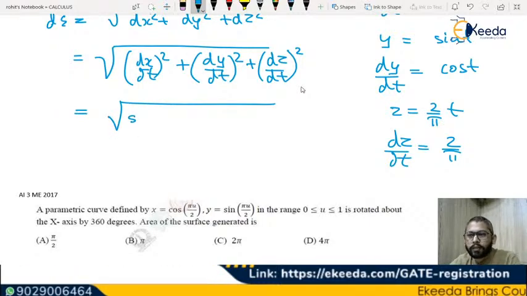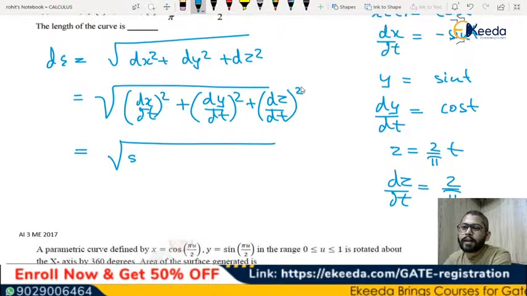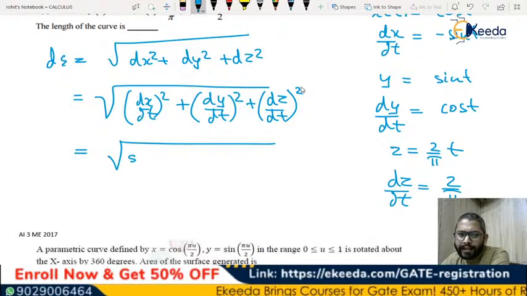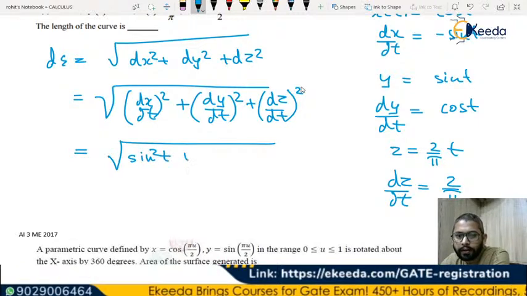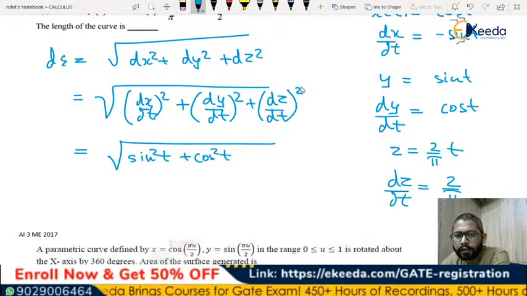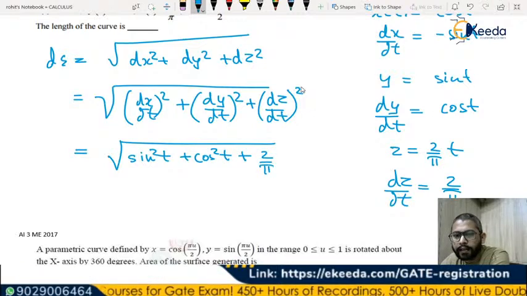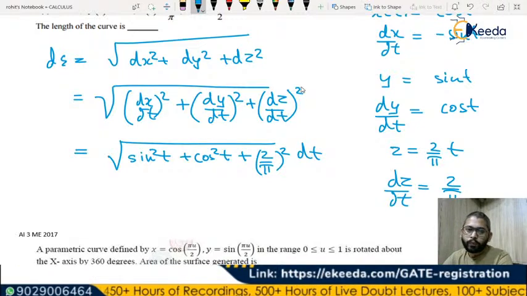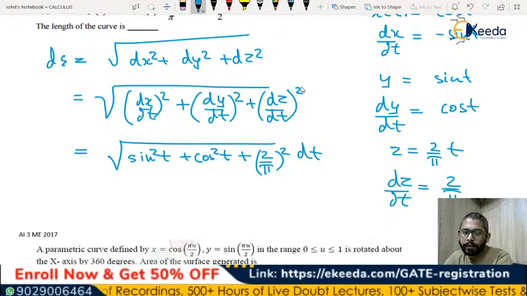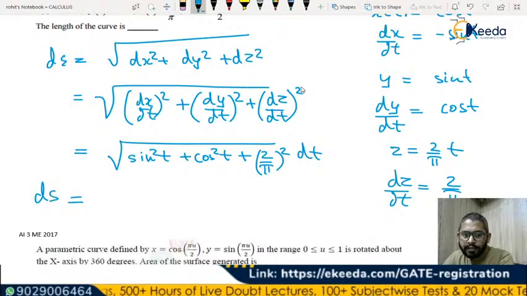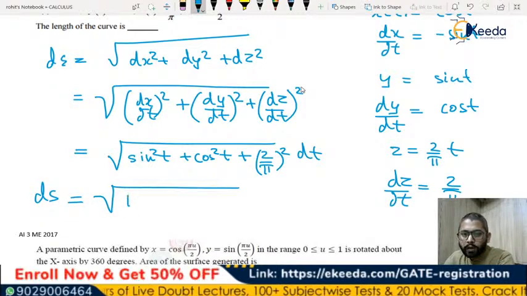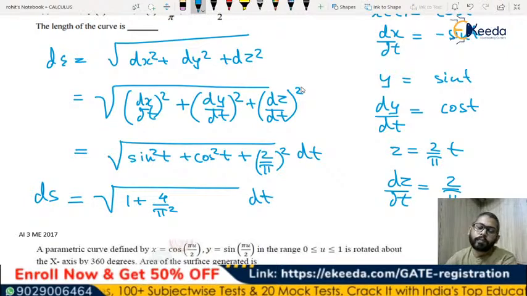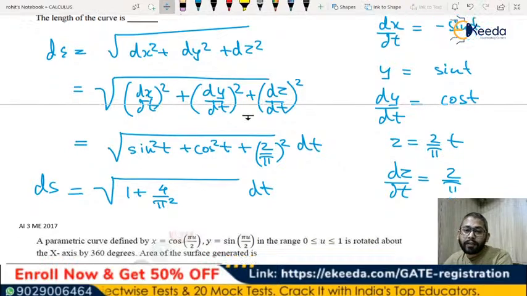sine square. The first one is minus sine t, but minus sine t I'm considering to be square, so I'm removing the minus sign. So I'm writing it sine square t plus cos square t plus 2 by pi square dt, and t has a limit from 0 to pi by 2. So this sine square t and cos square t will become 1, and this is nothing but just a constant, 1 plus 4 by pi square dt.